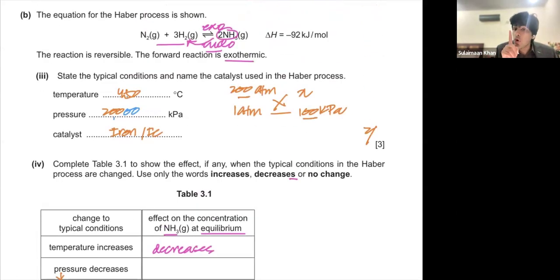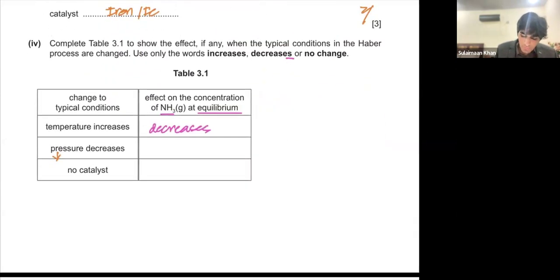Remember, not just more moles of gas or more gaseous moles. You have 4 moles of gas on the left, you have 2 moles on the right. So more moles of gas on the left. What will happen to NH3? A decrease in pressure favors more moles of gas, which are on the left hand side. Therefore, the position of the equilibrium will shift to the left, and the amount of NH3 is going to decrease.